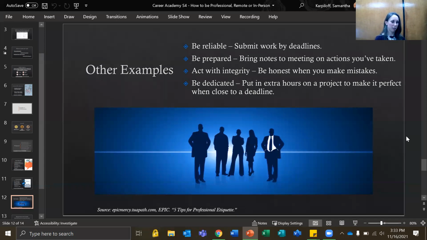And lastly, another example is being dedicated. It's a great way to consider oneself professional, putting in extra hours on a project to make it perfect when it's close to a deadline, or when you know it's going to get visibility of managers or people higher up. It's really important to show your dedication to a project, a company, an internship, and really follow through and just do the best you can, because those are the people who will definitely get noticed.